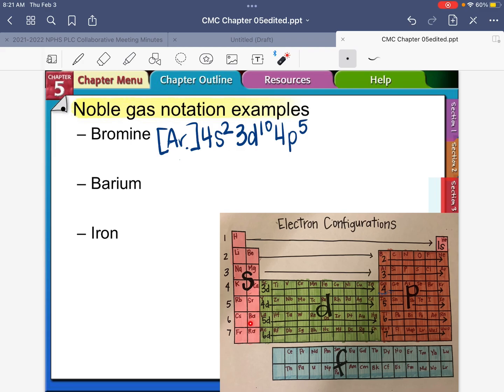So for the next example, if we look at barium, barium is here on the periodic table. Now it has a ton of electrons, so if we were to do this normally, it would take us a good minute to write out this entire configuration. But with the noble gas notation, it makes it very simple. Just like we did before, the first thing in our configuration, we need to find the noble gas. So we're going to go up all the way to the right. And that noble gas that goes in brackets is xenon. So I'm going to put xenon in brackets.